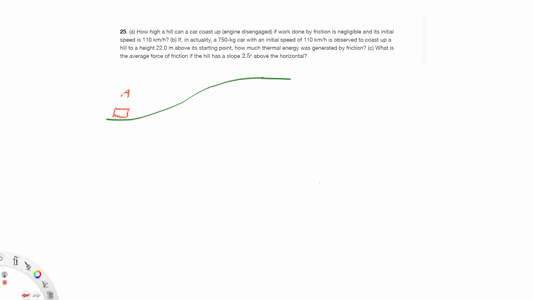So in situation A, we've got some speed. In situation B, we have height, but no speed. And 110 kilometers per hour is about 30 meters a second. So our height at situation A is going to be 0. Our height at situation B is something, right? That's what we actually want to know. And our velocity at situation B is 0.